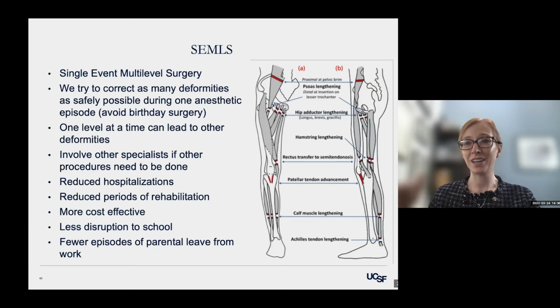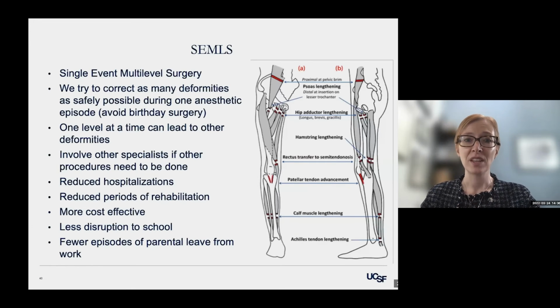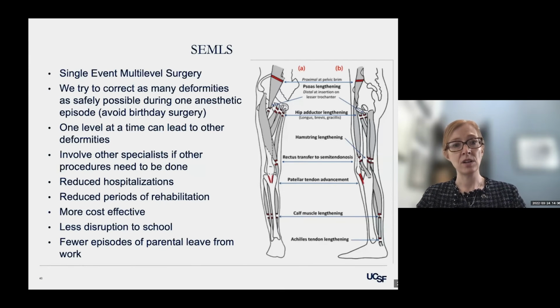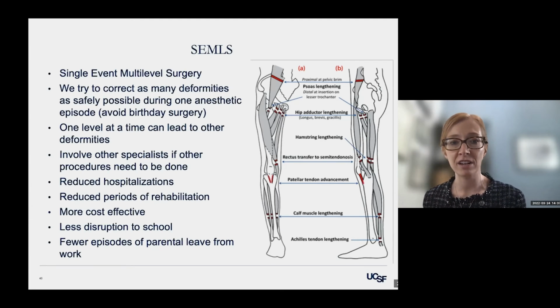We try not to do operations on kids piecemeal. So what's been developed is a technique called SEMLS, or single event multi-level surgery. So we're trying to correct as many deformities as safely possible during one anesthetic episode. So we're avoiding what's called birthday surgery. And these are the kids who used to come in for a surgery every year around the same time, and they would find themselves in the hospital on their birthday every year.